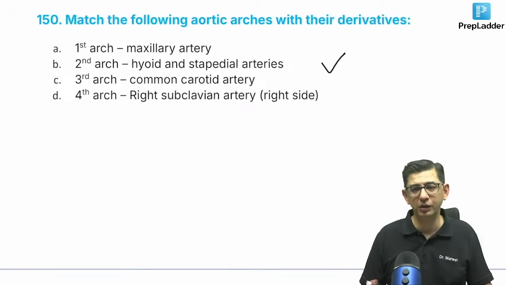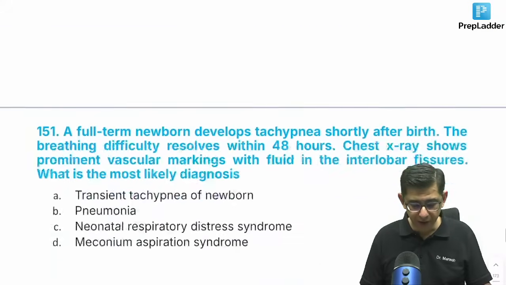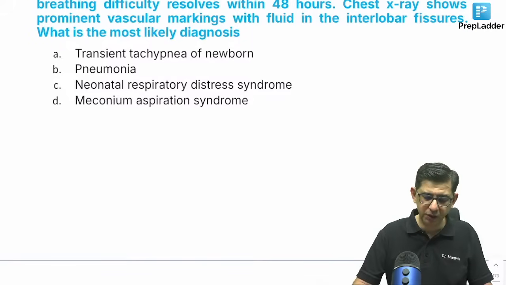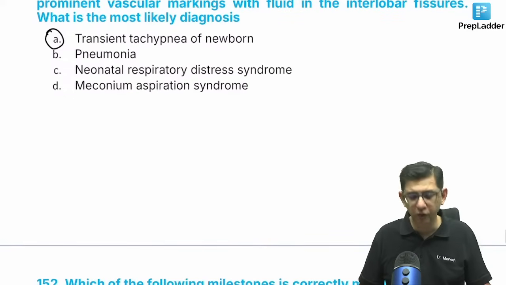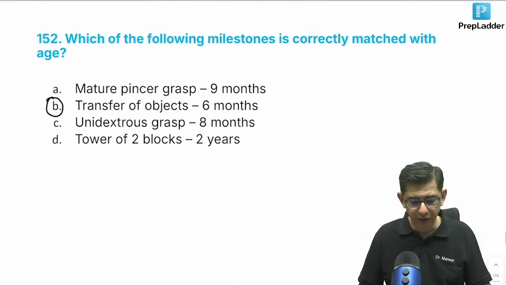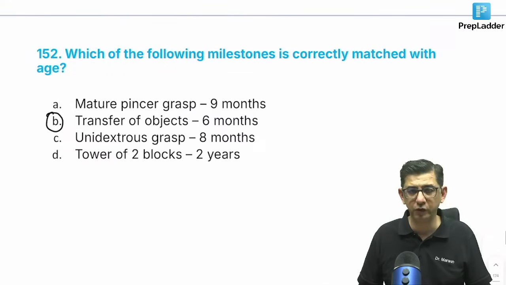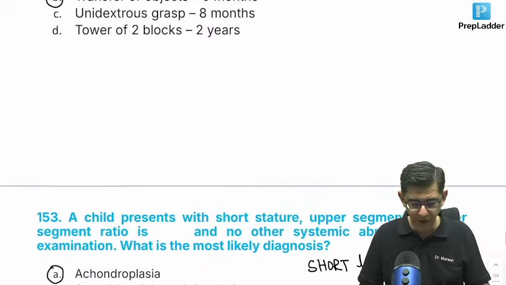So I think it was either correctly matched or incorrectly matched that you had to figure out there. 150 down, guys. Then is a kid who is born at term, and the breathing difficulty resolves within 48 hours. So that would be TTNB, transient tachypnea of the newborn, because the breathing difficulty of the child is resolving on its own. The milestone that is matching is mature pincer grasp, which comes at 1 year. So this would be transfer of objects at 6 months as an appropriate one.